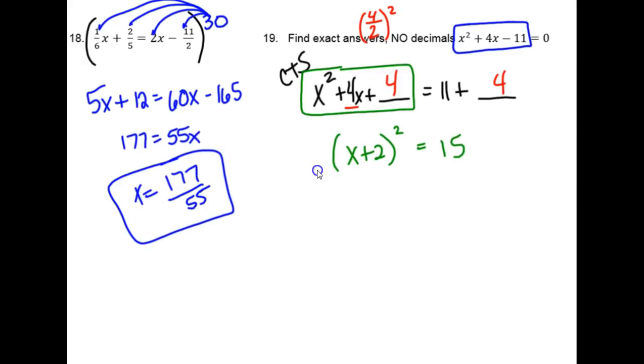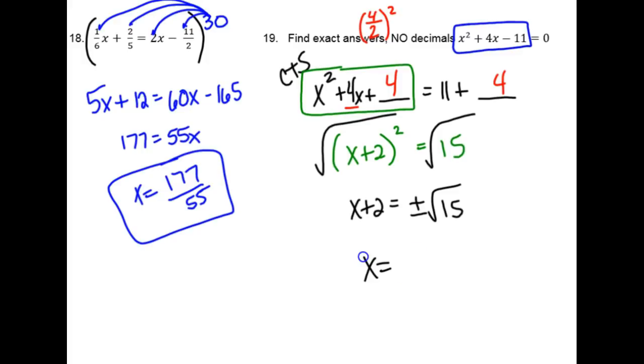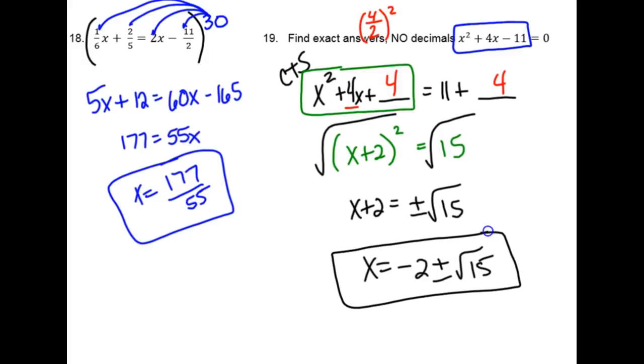Now, if you hate this method, that's fine. Choose another method. I get x plus 2 equals, this is where the positive and negative shows up, and then square root of 15, which will not reduce. So your exact answers are negative 2, both plus and minus the square root of 15. You don't have to separate them, but don't be alarmed if they are separated on the multiple choice. Like they might say negative 2 plus square root of 15 and negative 2 minus square root of 15.